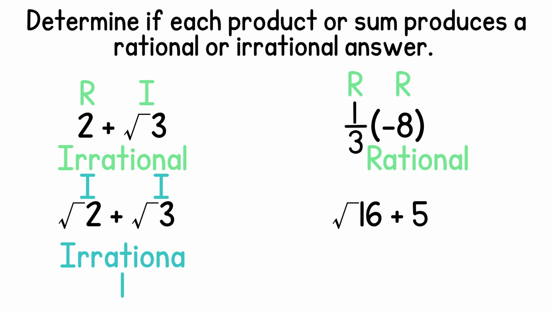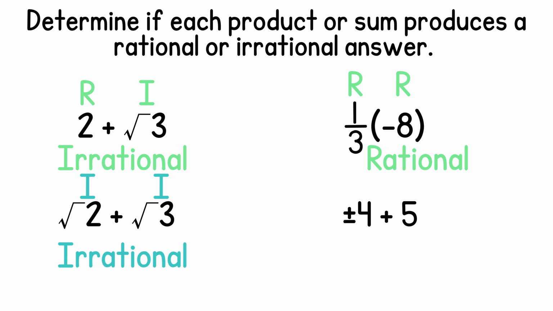The square root of 16 is a perfect square, and we can simplify this to positive and negative 4. So 4 is a rational number, and 5 is rational as well. So if we add two rational numbers together, we get a rational answer as a result.